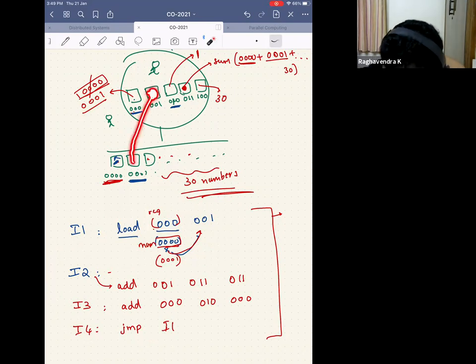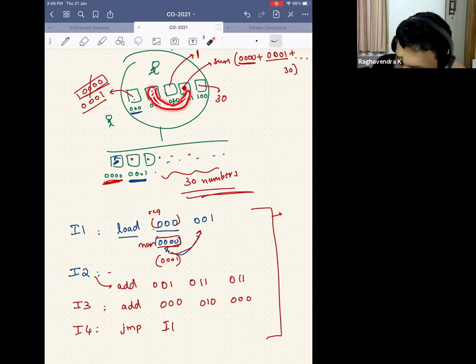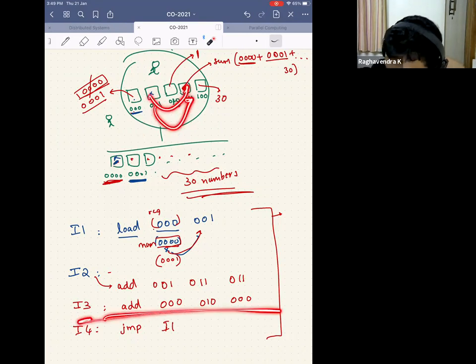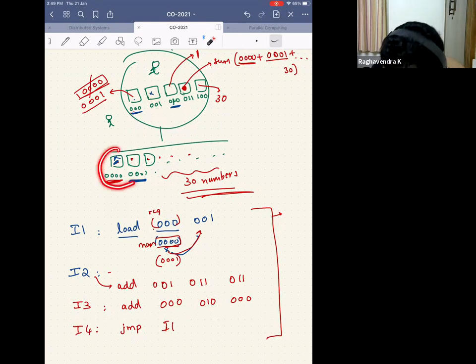And then I am again adding this value with this value and storing it back in this value. So I am adding these 2 values and keeping the result back here. At the end of this add, you would have added these 2 numbers. Does everybody follow till here?